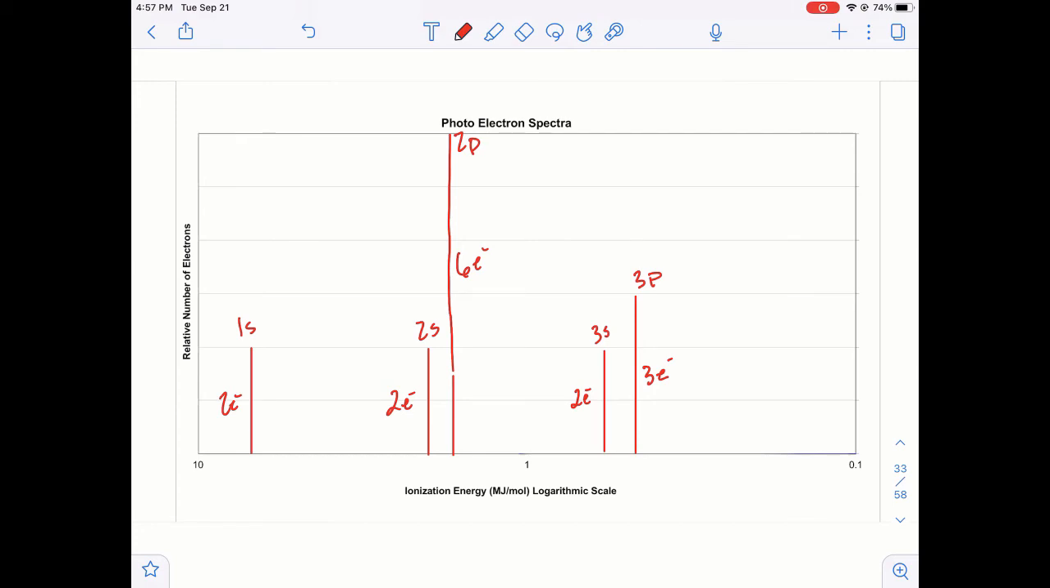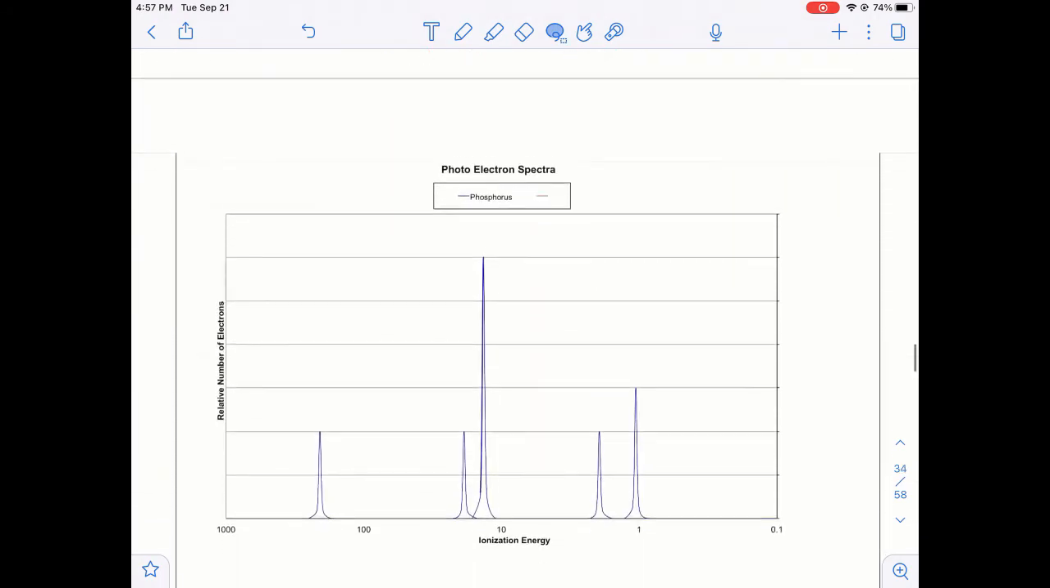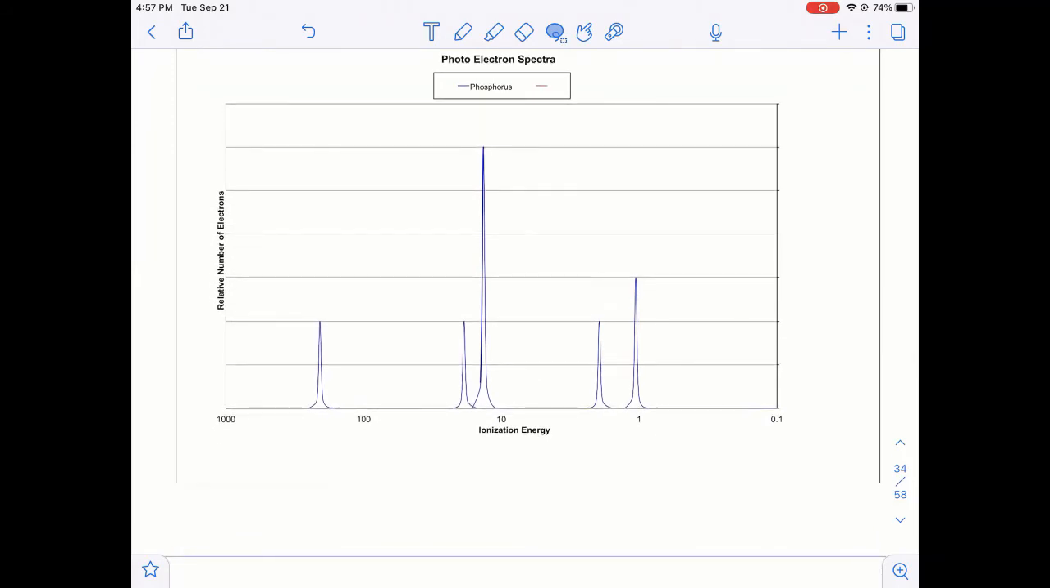Actually, I want to change this a little bit because I don't like how far those are away from each other, and that's a little bit better. And here's what it's going to look like. So this will be our phosphorus.